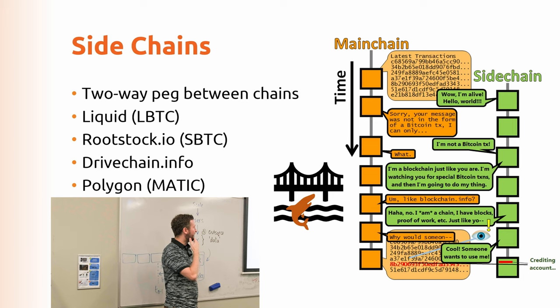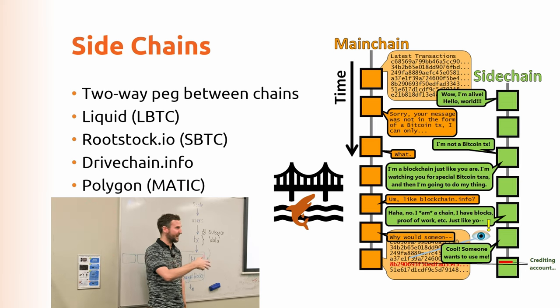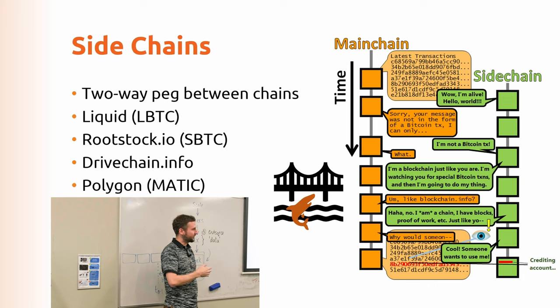And then, you know, they're either philosophically aligned with the main chain, or they're doing something to essentially convince you that nothing is going to go wrong and you're going to be able to take the bridge back across to the main chain. And so, there's a bit of trust involved with this process.